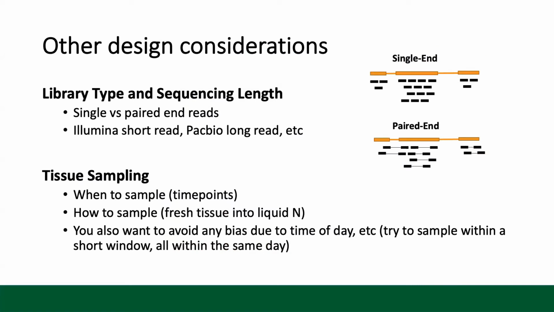Some other design considerations: library type and sequencing length. This gets back to whether or not you have a nice genome or transcriptome assembly already available. But if not, you may need to do the assembly yourself. And in that case, I would recommend you go for paired end reads, just because paired end reads will help with repeats. It'll help you cross exon-exon junctions and discover new novel isoforms, and will improve your accuracy of detection of low expressed genes. Of course, it costs a little bit more than single end, but I think it's really worthwhile if you are doing your own assembly.